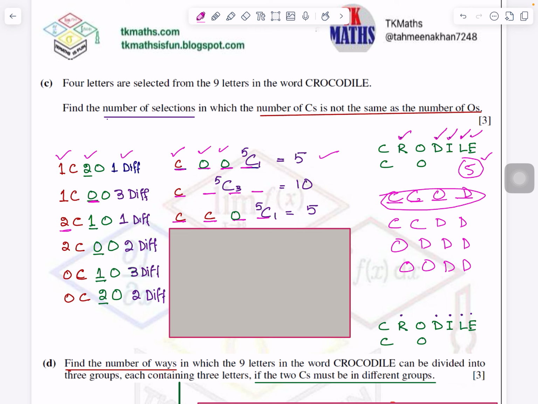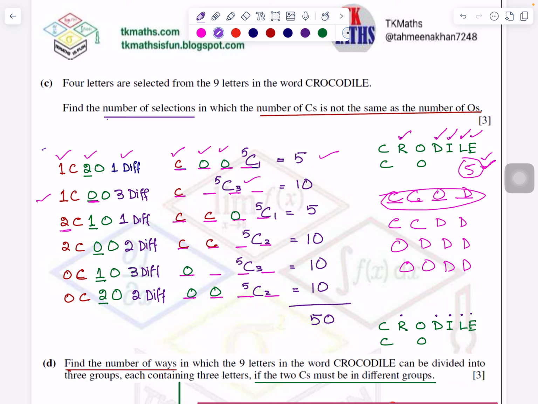So the first step is that you write down all the possibilities which are possible in the given condition, and after that you start writing down their combinations. So this will give you the total number of selections possible with this condition. Okay, if you have any question you can ask in the query.